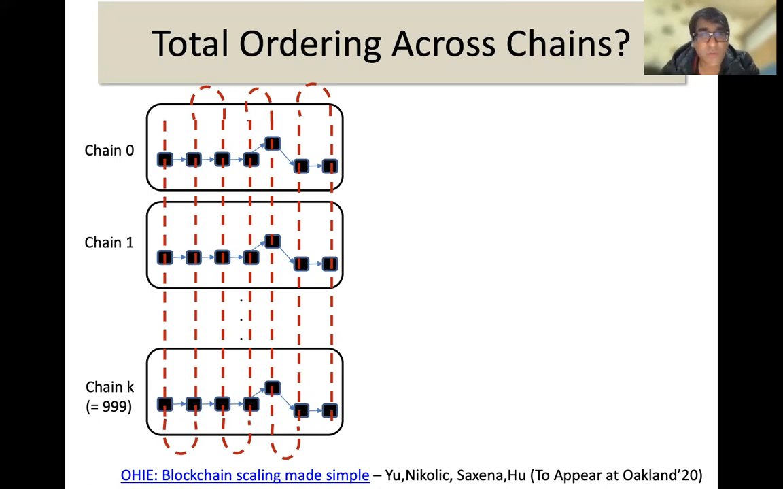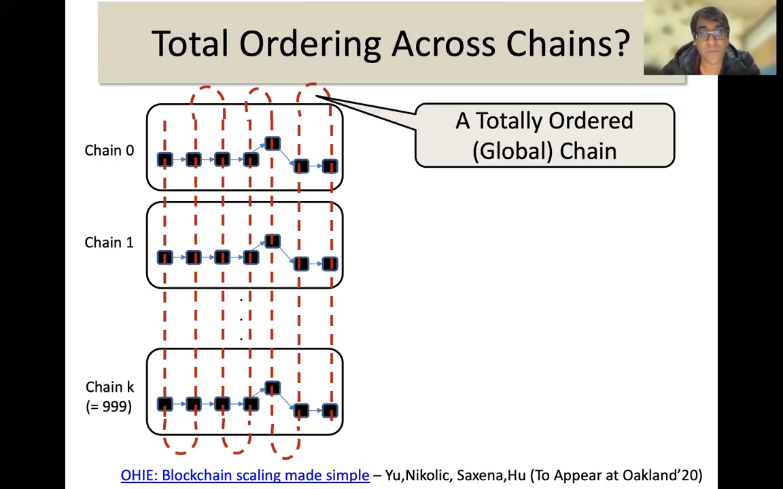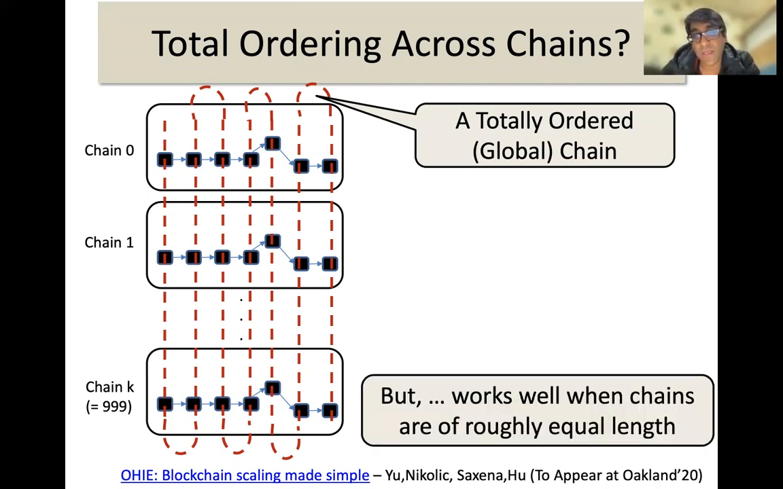Okay, so it turns out that this is not the best thing to do. If you really want this to work very well, it does give you a full ordering, but the latency that you're going to get is not going to be great. The reason is that there are going to be some chains that are very slow and some chains that are very fast. Some have a lot more blocks than the others. Because this is a probabilistic process, it's not going to work very well because you'll get stuck on the chains that are running the slowest.